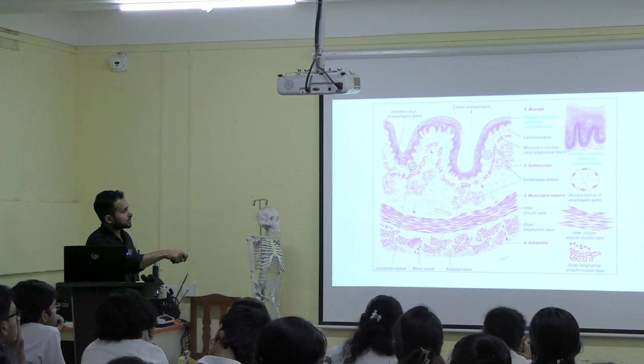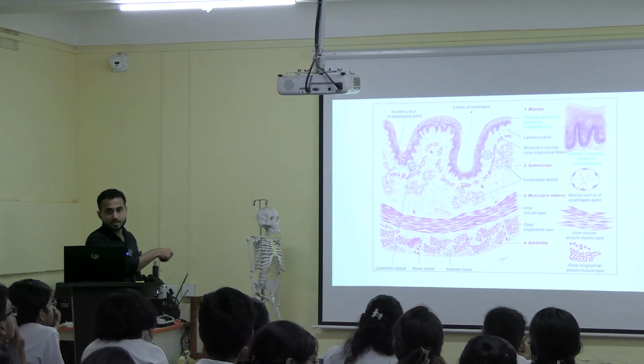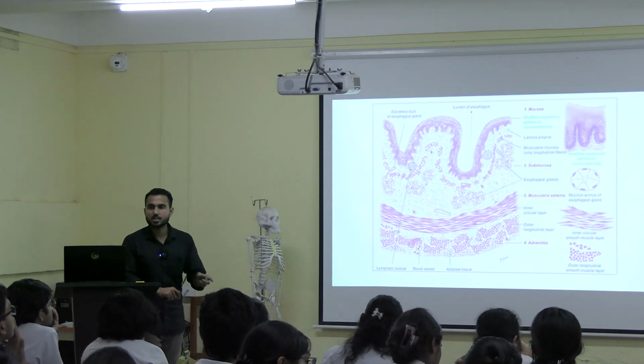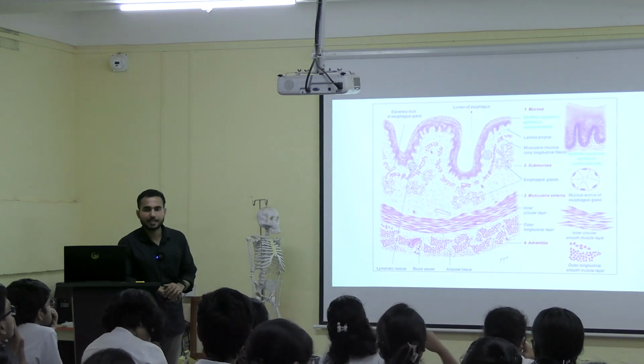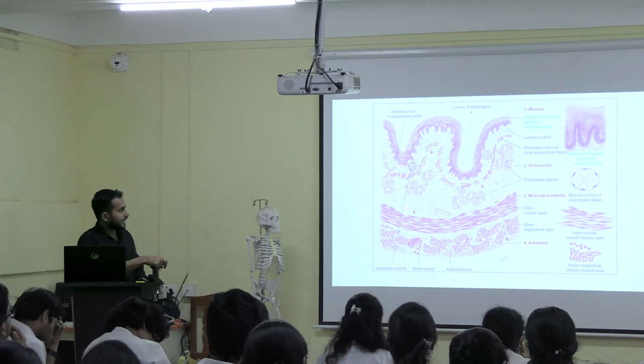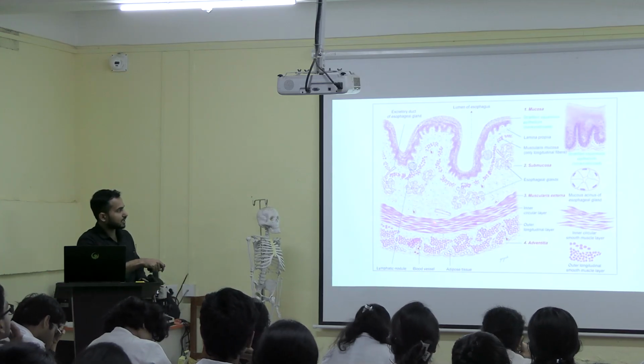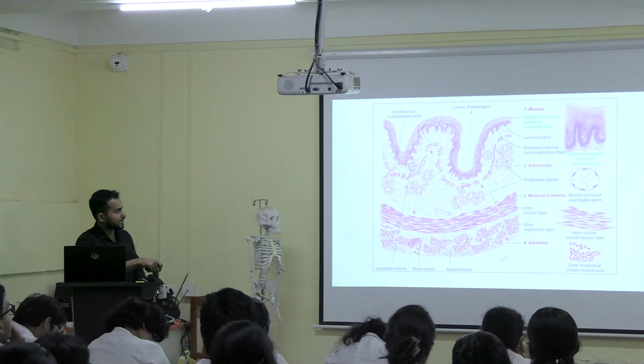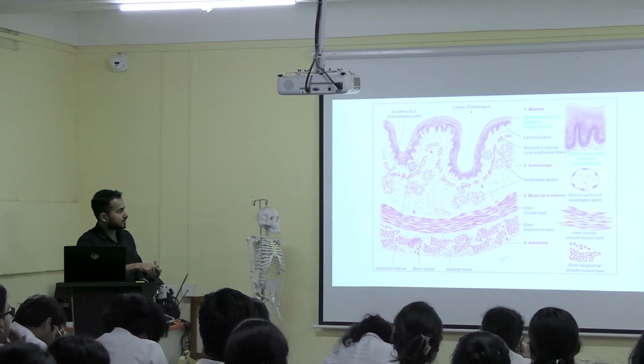Look, these are the submucosal glands, also called esophageal glands. What is the classification? Compound tubulo-alveolar gland. Next, here you can see the muscularis externa. Okay, see, this is the muscularis externa. And then this is the adventitia.